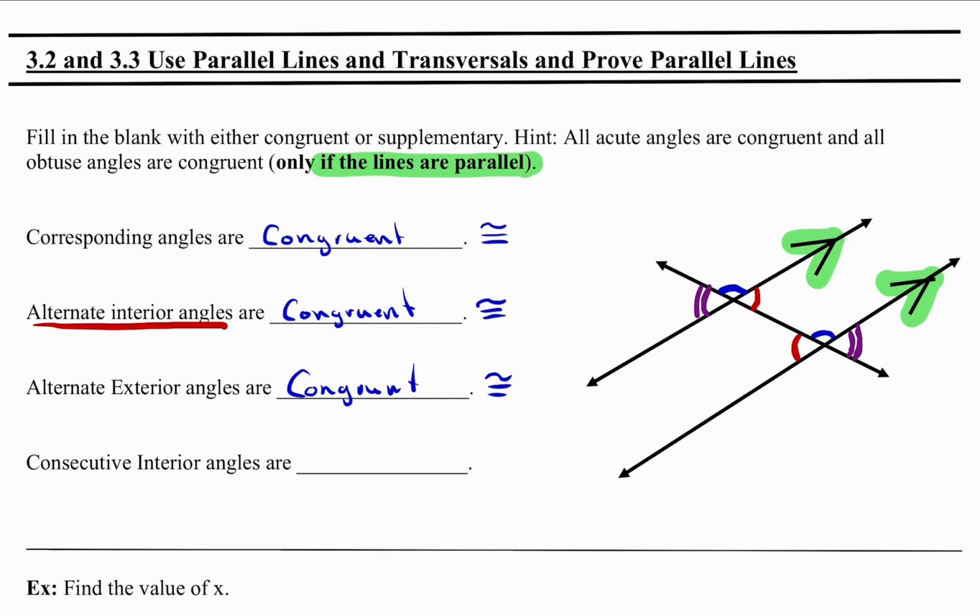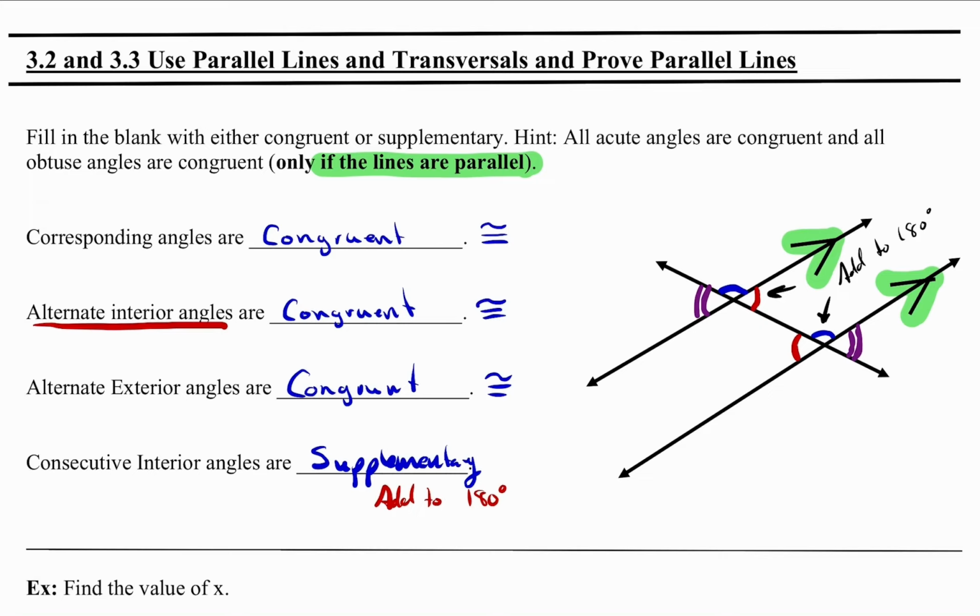And then finally, we have consecutive interior angles. Consecutive interior angles are not congruent. They're actually supplementary. And those of you who have done this before know that supplementary means that they add to 180 degrees. So for example, if we were to take this angle and this angle, they would add to 180 degrees. So those are our basic principles and ideas that we're going to be using here.